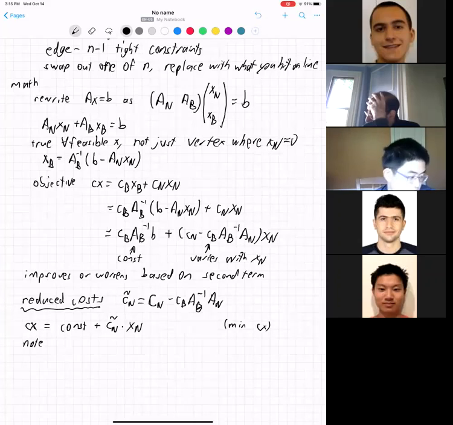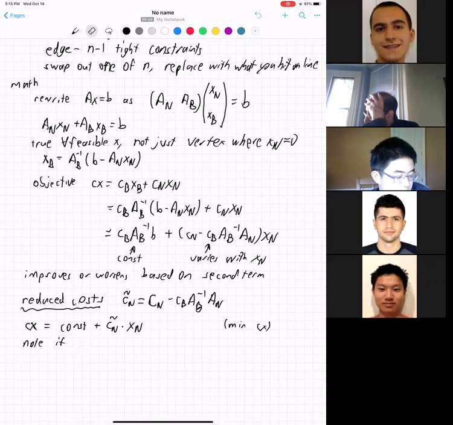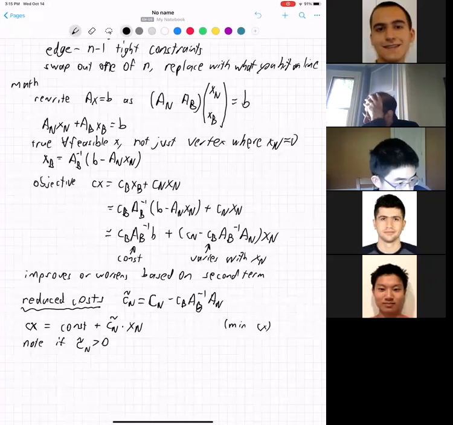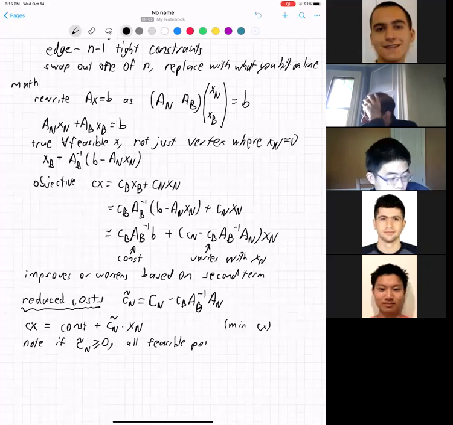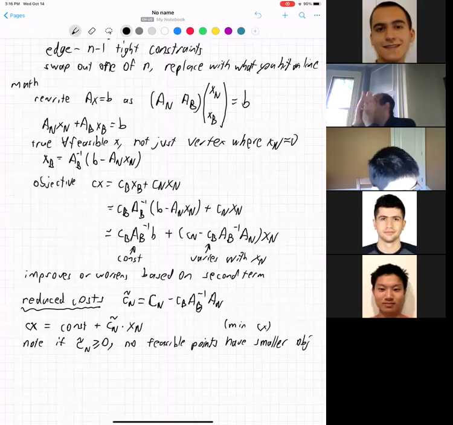So notice that if c tilde n is greater than or equal to 0, then all feasible points, actually, let me invert that. No feasible points have a smaller objective. Can somebody explain why?